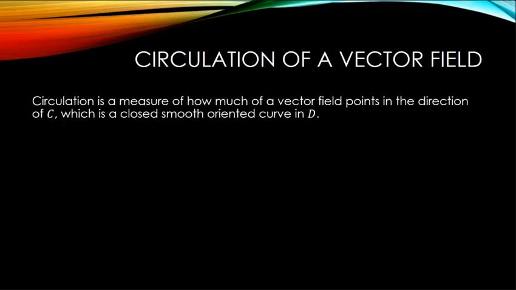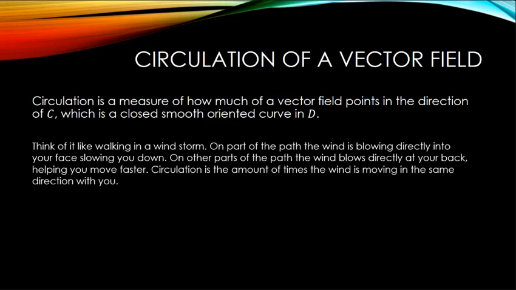Now I want to talk about circulation of a vector field. Circulation is a measure of how much of a vector field points in the direction of C, which is a closed, smooth-oriented curve in D. You can think about it like walking in a windstorm. On part of the path, the wind is blowing directly into your face, slowing you down. On the other parts of the path, the wind blows directly at your back, helping you move faster. The circulation ends up being the net amount of time that the wind is moving in the same direction with you. It can be positive, negative, or zero.